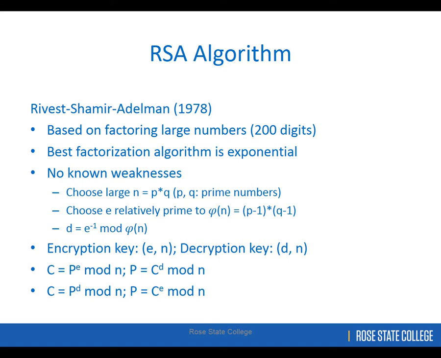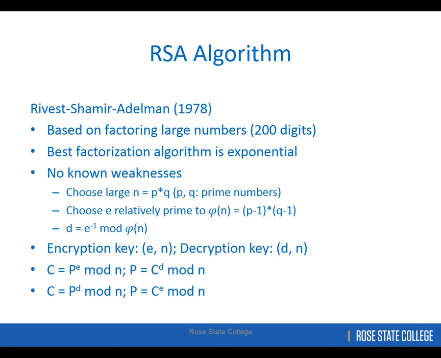No known weaknesses. Not technically true. There is a hardware weakness, but still the algorithm wasn't the issue. It was an issue with the hardware. RSA is still used today. It is one of the most common ones used today. You choose large numbers, P and Q, and you multiply. That becomes N. I'm going to walk through all this.